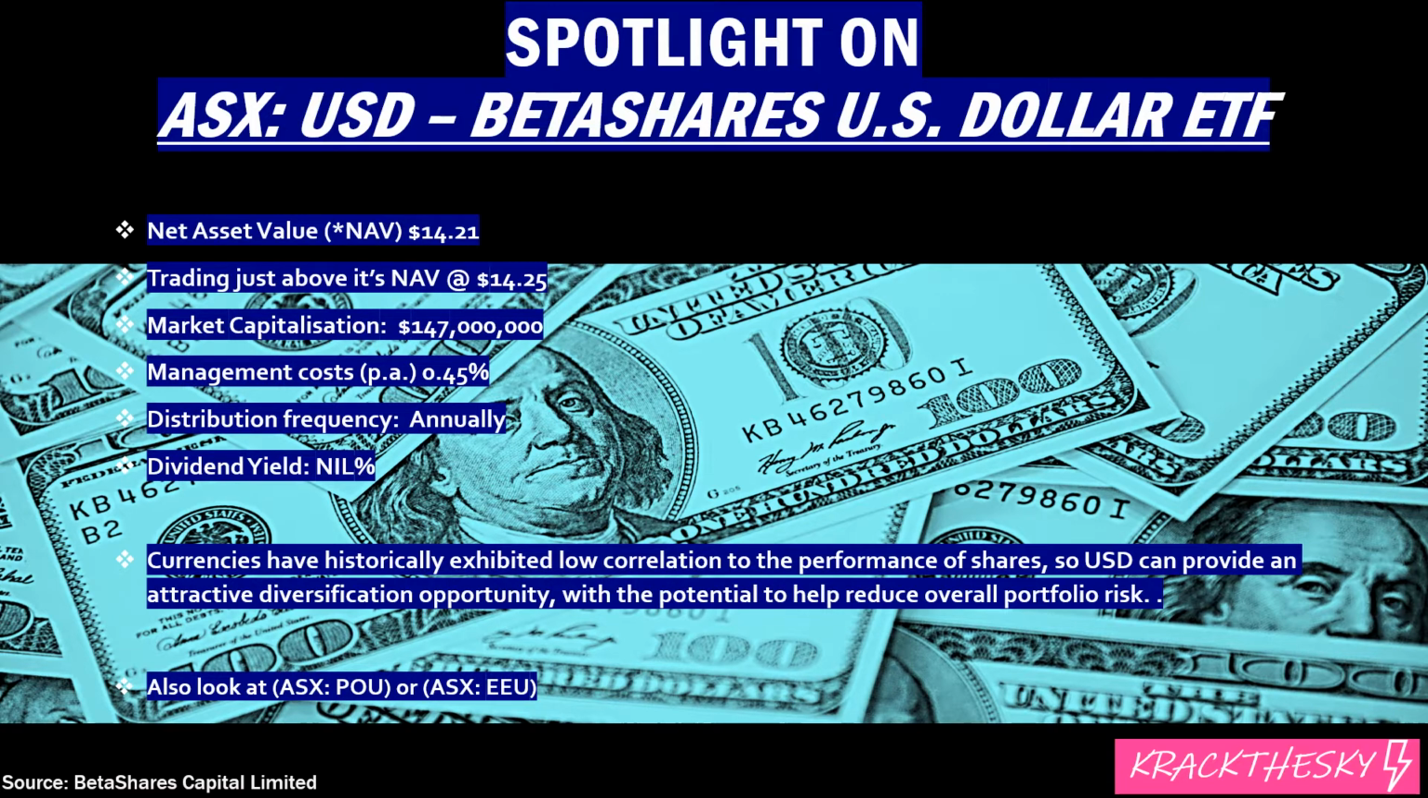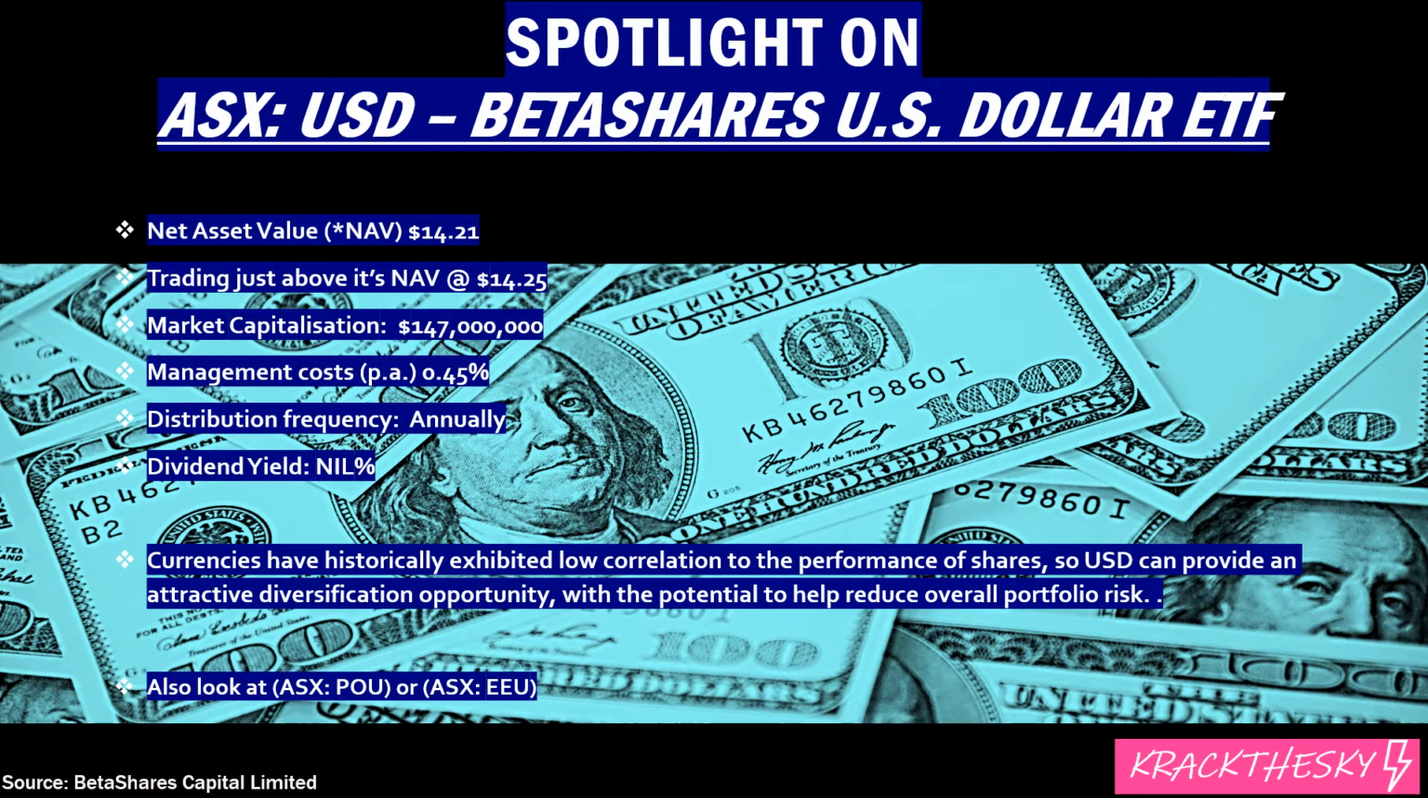So let's give a bit of an overview on how this is structured. One of the most appealing features of the BetaShares currency ETF is a simple structure. The ETF's assets are invested in bank deposit accounts denominated in US currency, and any interest earned on the deposits is pretty much paid back to the investors. So like I said before, it hasn't paid a dividend for the last 18 months, 2 years.